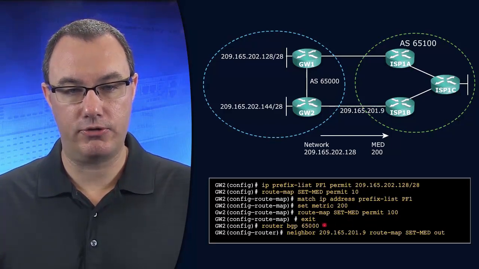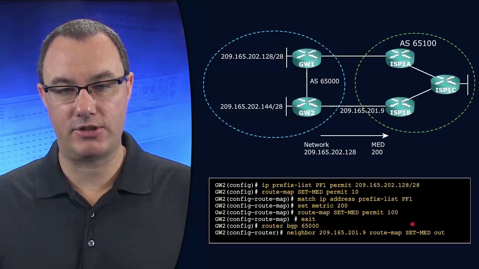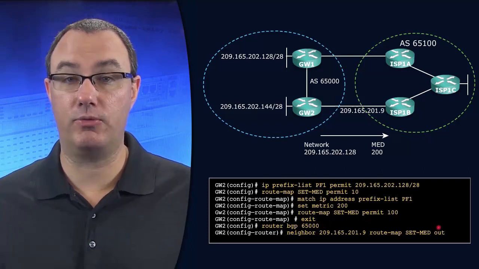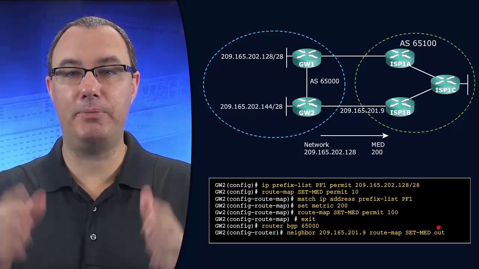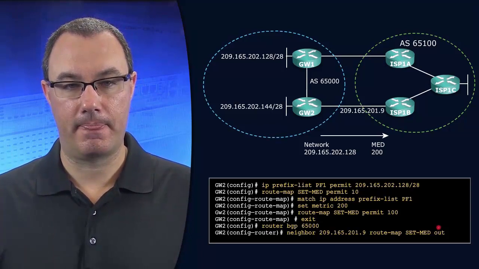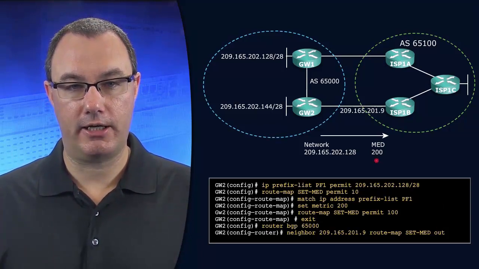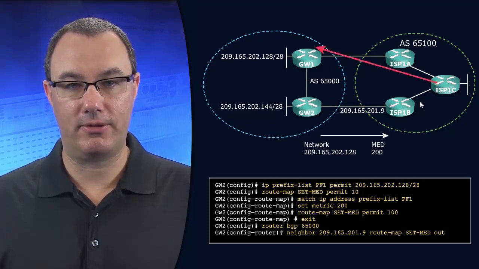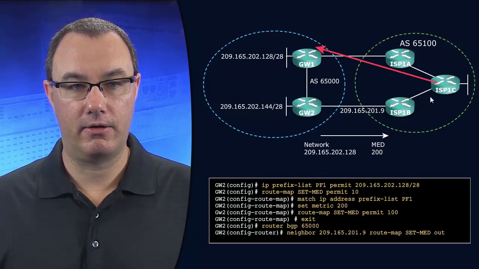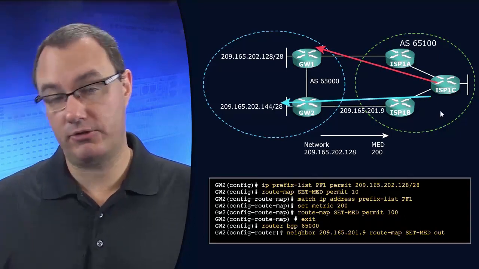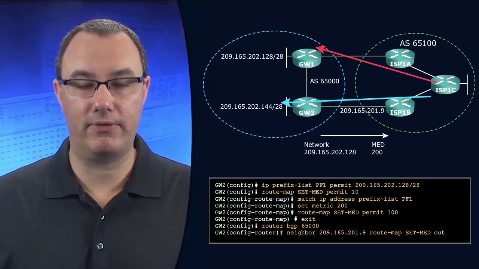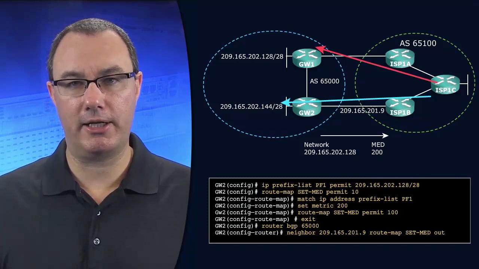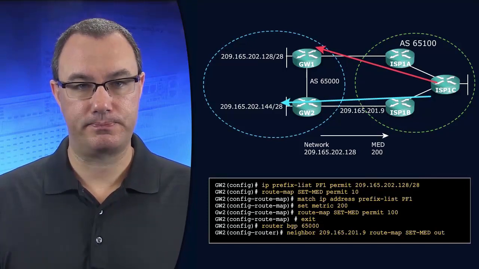Then we go back into our config, attach that route map in the outbound direction because we are pushing this to our eBGP neighbor. We're pushing that out, and now the traffic is going to go that way for the 128 subnet. It's going to go the other way for the 144 subnet, assuming that that was how it was previously. So the multi-exit discriminator is very situational.